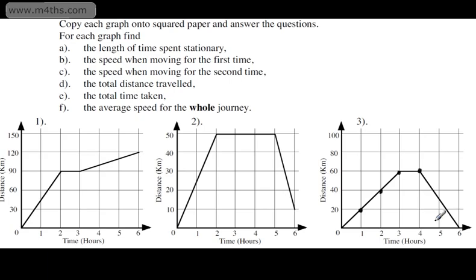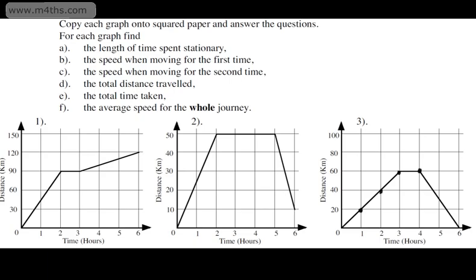The total distance travelled, well, we've gone 60 and then back 60. 60 plus 60 is 120. The total time taken, 6 hours. The average speed, well, we've travelled 120 kilometres in the 6 hours. 120 divided by 6 is going to give us 20 kilometres an hour. So typical questions there where we've just read from the graphs.